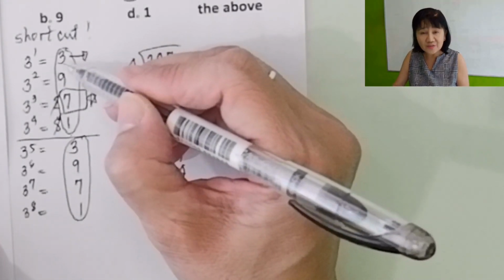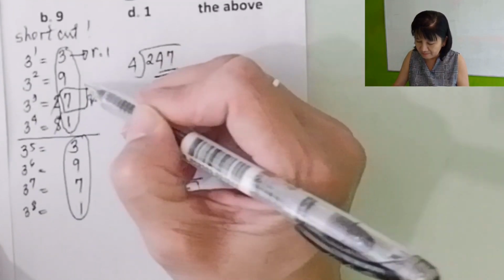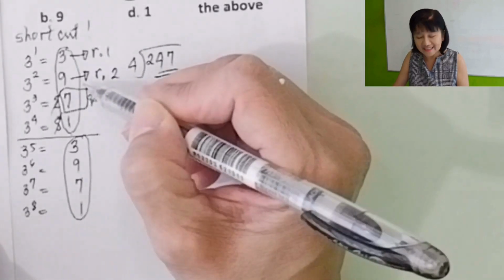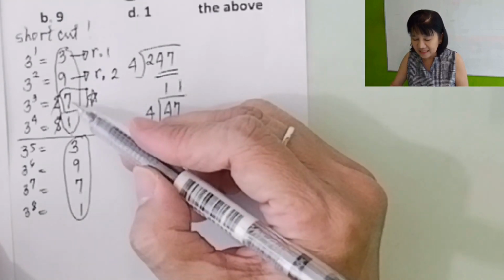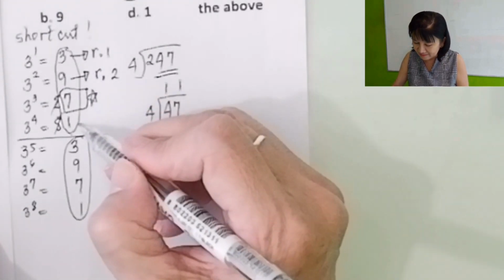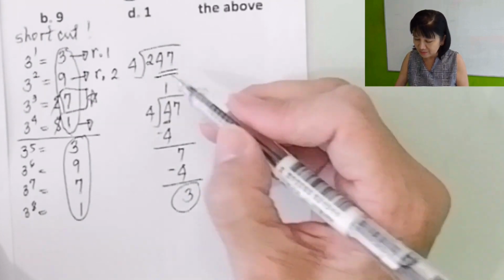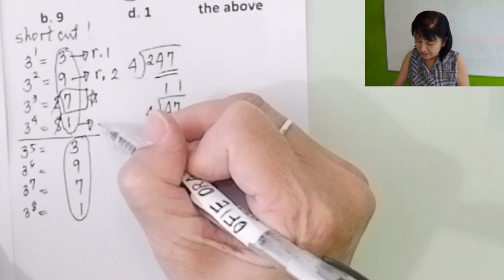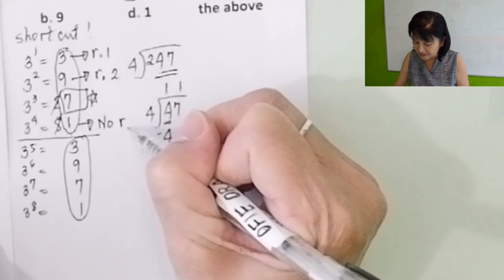The last digit is 3, meaning the last digit is 3 if the remainder is 1. If your remainder is 2, your last digit is 9. If your remainder is 3, just like this, your last digit is 7. And you can't have a remainder 4 because we're dividing by 4. So therefore, here there will be no remainder, or remainder is 0.